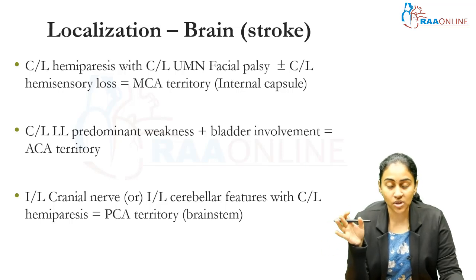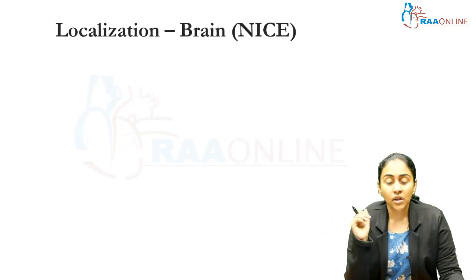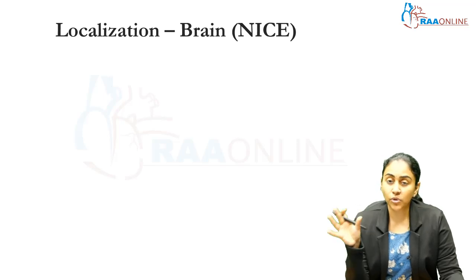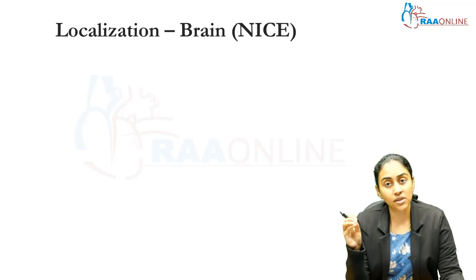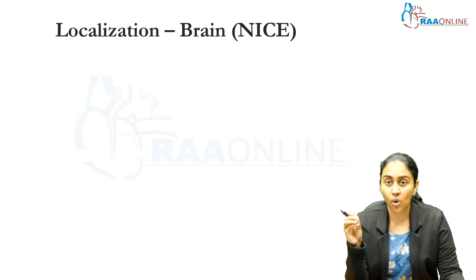So this is going to be your posterior cerebral artery territory infarct. Now, according to NICE, there are a few questions which focus on localization of the stroke, and they expect you to find out if it is a TACS or a PACS. Now, what are these TACS and PACS?